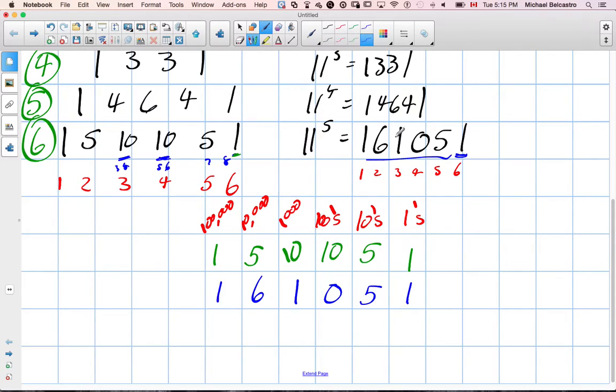Okay, so it looks like 1, 2, 3 of them are kind of checking out here.